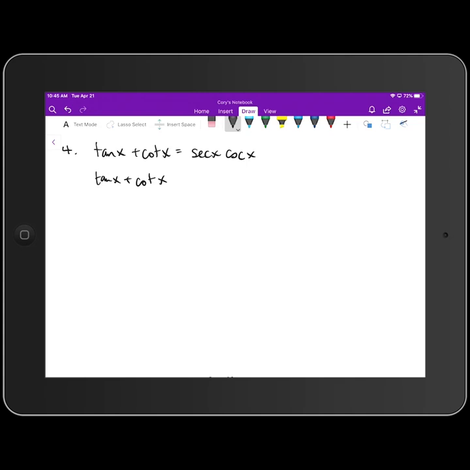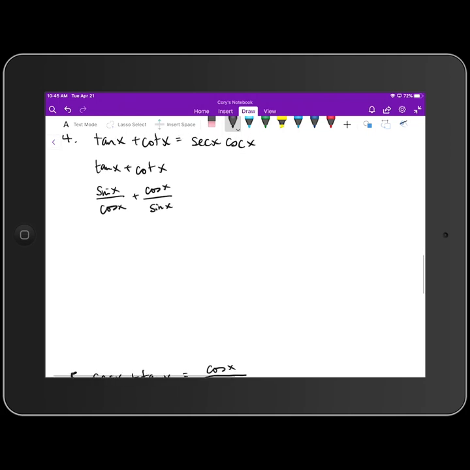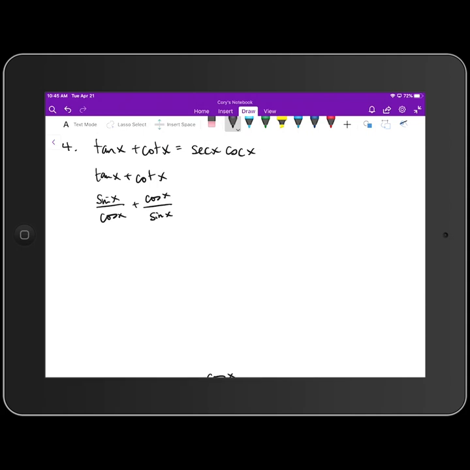And because the right-hand side I can write in terms of sine and cosine, I'm going to go ahead and take the two expressions on the left-hand side and write them in terms of sine and cosine. So tangent is sine over cosine. Cotangent is cosine over sine. And again, on the right-hand side where I'm trying to go with this, that's in terms of a single fraction.